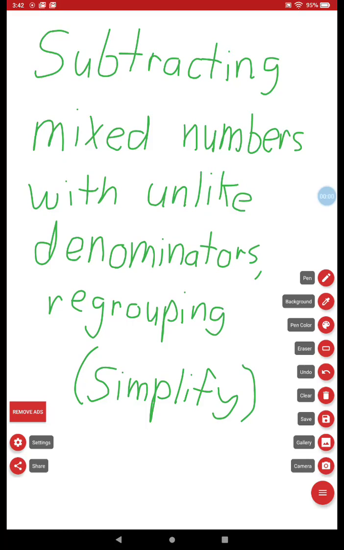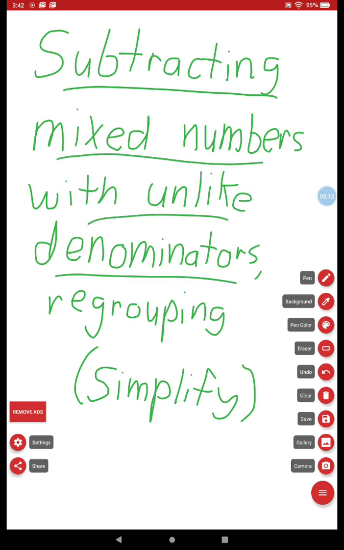All right, fifth grade, we're now into our fourth math lesson of the day, of the week. Still working with subtracting fractions. Still working with subtracting mixed numbers that have unlike denominators just like yesterday.